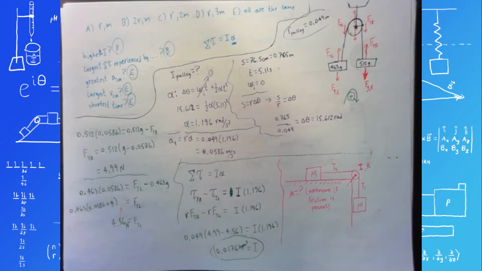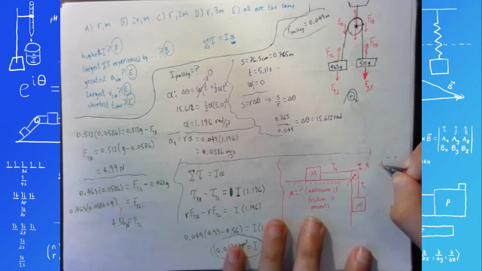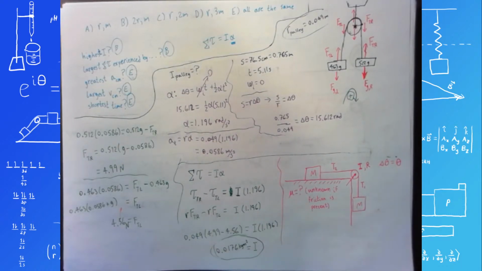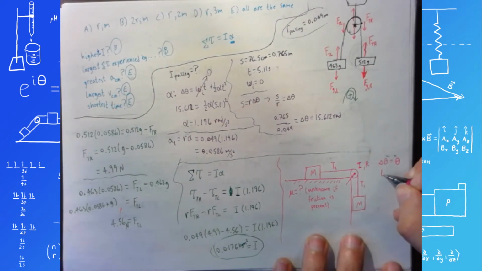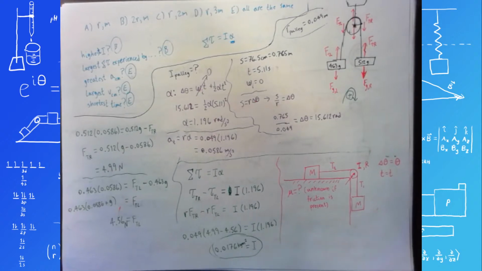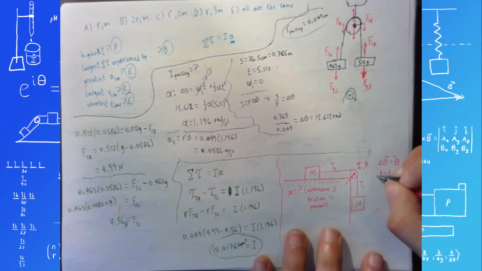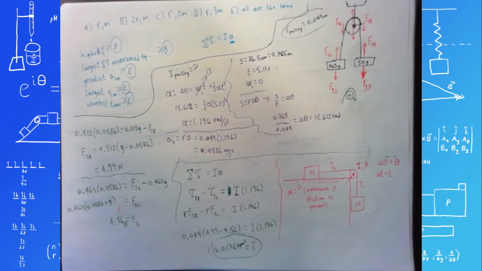When this system is released, it is found that the pulley turns through an angle theta, so delta theta, they simply called it theta. Delta theta equals, they just called it plain old theta, in time t, and time equals t, okay? Or maybe to be more precise, delta t equals t. And the acceleration of the blocks is constant, as one would assume.